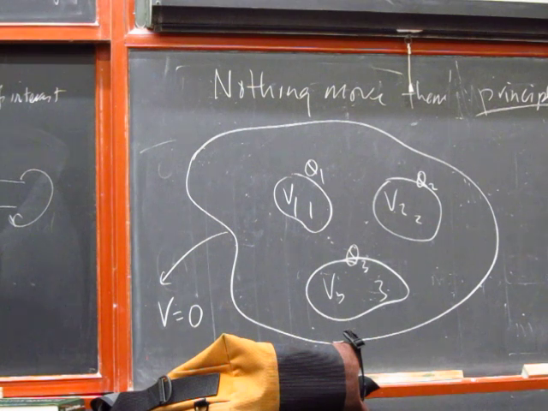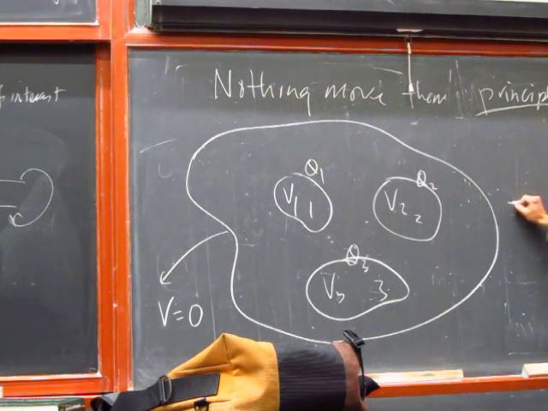So how do I analyze this problem? The way you do it is you write this as a superposition of three things. Hopefully this looks the same.